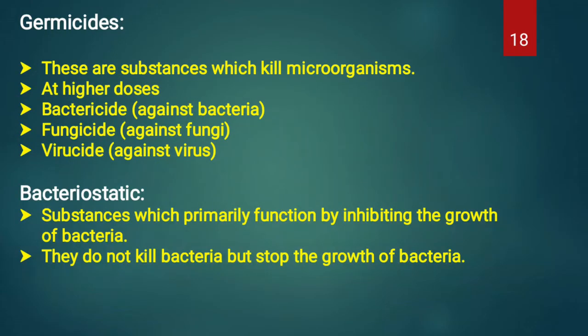Germicides. Germicides are the substances which act by killing the microorganisms, and they are basically used at higher doses, that is, higher doses are needed for the killing action. Germicides can exist in three forms depending upon the type of microorganism: bactericide, which is used to kill the bacteria, fungicide when it is used to kill the fungus, and virucide when it is used to kill the viruses.